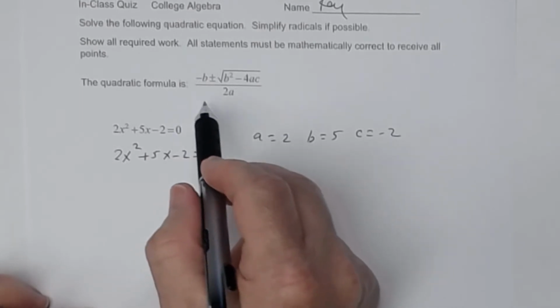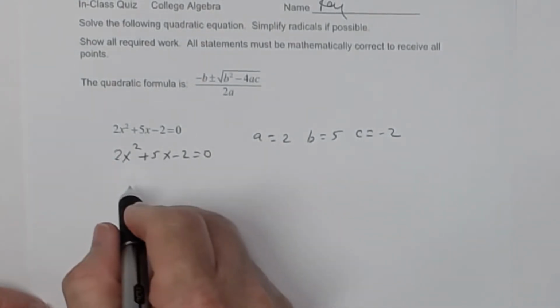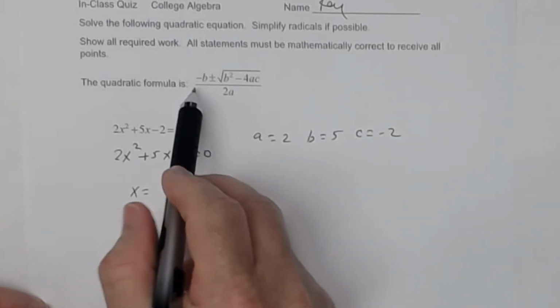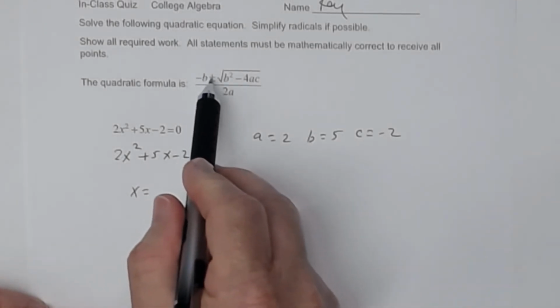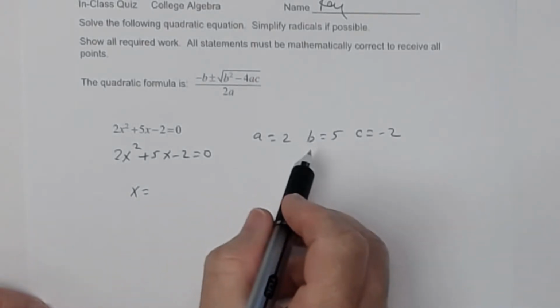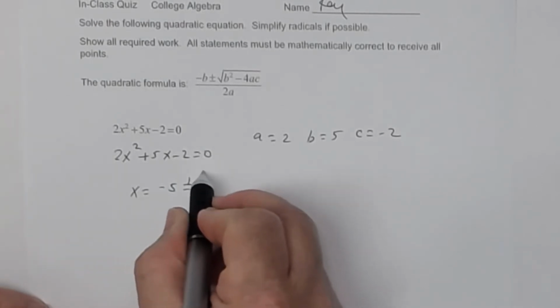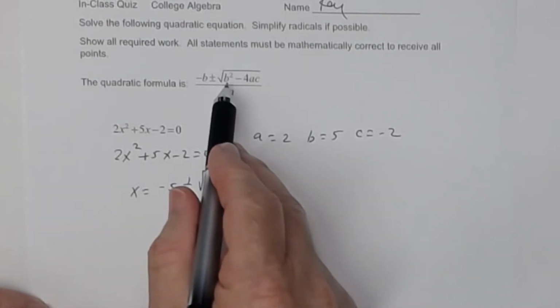So in the quadratic formula, we're going to substitute these values. Now my variable is x, so we're going to say x equals. Now remember, this right here means the opposite of b. So b in this case is a positive 5. So the opposite of a positive 5 is a negative 5, plus or minus the square root of, and then b squared.